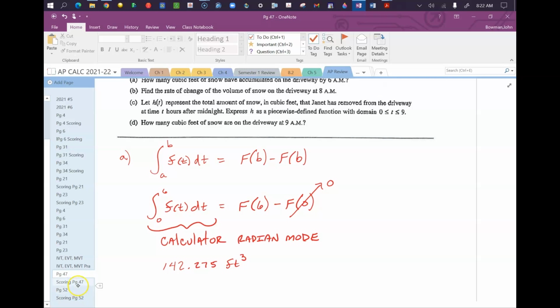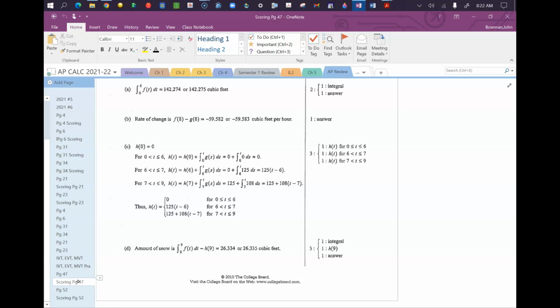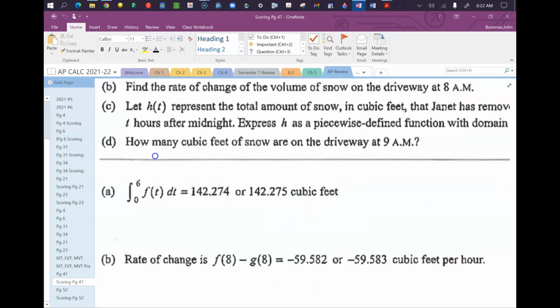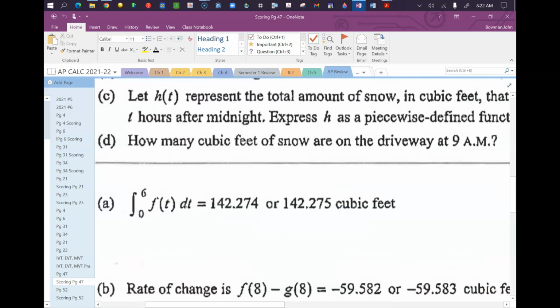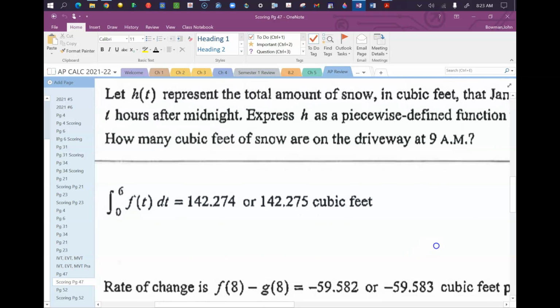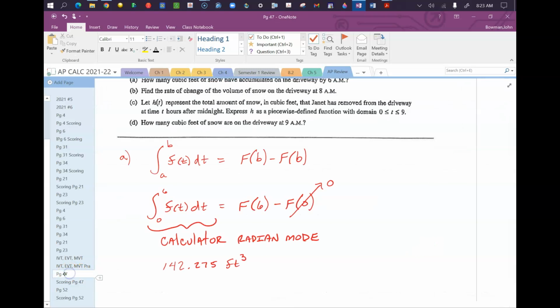Let's go over the scoring rubric and take a look at what they would give points for. In the scoring rubric, they are looking to see the integral from 0 to 6 of f of t dt, or 142.274 or 275 cubic feet. And so we would get 2 points for that portion.